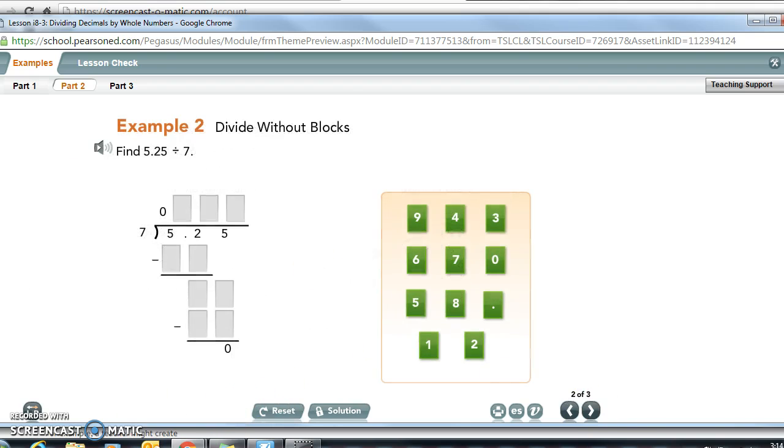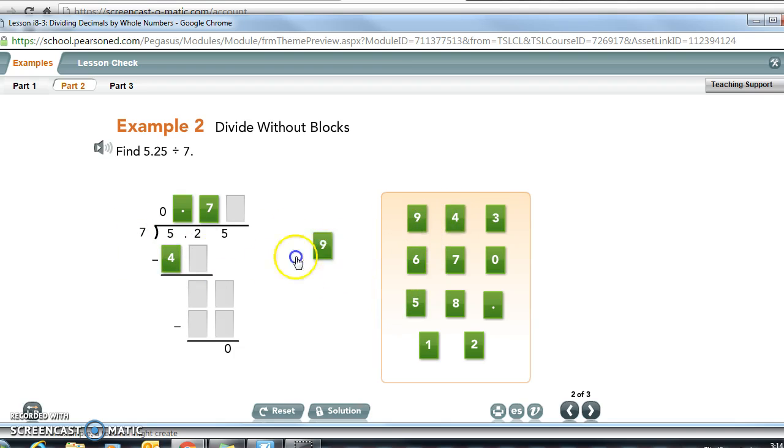So let's try this one. Okay, 7 does not go into 5, so they put 0. Now if I drag my decimal straight on up, I know that my decimal must go here. They want to know, how many times does 7 go into 52? Well, I know 7 times 5 is 35. 7 times 6 is 42. 7 times 8, no, that's too much. Must be 7 times 7. So then you're going to subtract 7 times 7, which is 49.